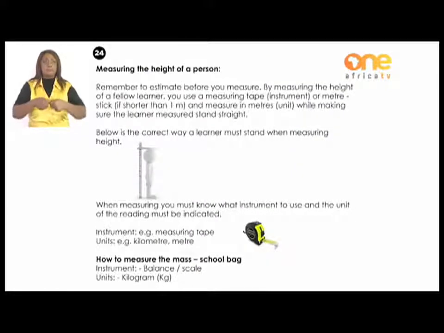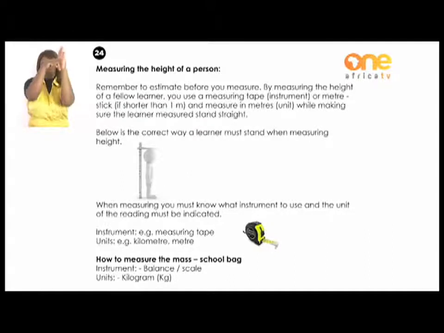Measuring the height of a person. Reading through, remember to estimate before you measure. By measuring the height of a fellow learner, you use a measuring tape, which is an instrument, or a meter stick, which is also an instrument, but that should be shorter than 1 meter or exactly 1 meter. And measure also in meters, meaning when you are measuring the height of a person, it should be recorded in meters. But then you must make sure the learner measured stands straight.